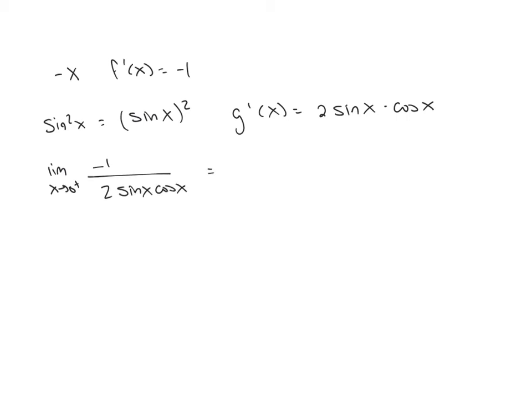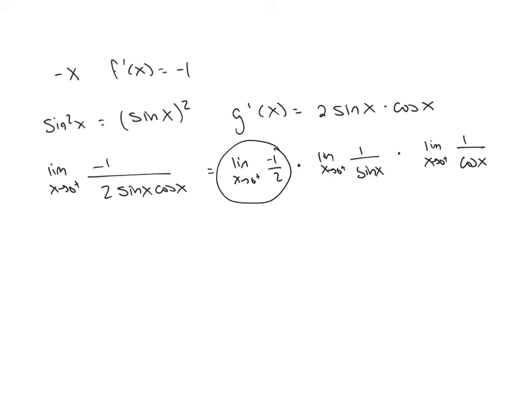Now let's break this up. I know that this is the limit as x goes to 0 of negative 1/2 times the limit as x goes to 0 from the right of 1 over sine x times the limit as x goes to 0 of 1 over cosine x. So the limit as x goes to 0 of negative 1/2, that's not too bad. I can multiply that. It's negative 1/2. And the limit as x goes to 0 of 1 over cosine x is just 1.